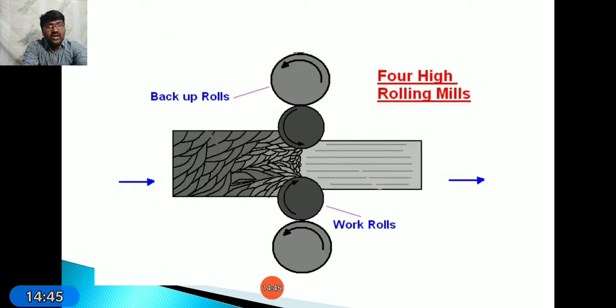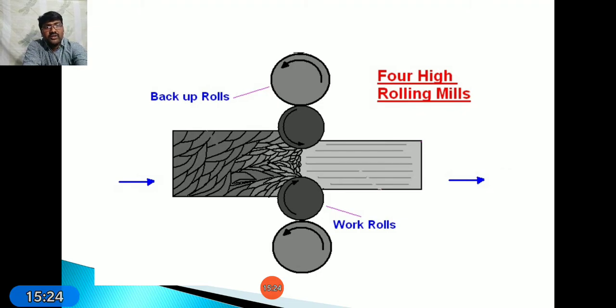Observe here, these two rollers are known as work rolls, and these two rolls are known as backup rolls. Whenever this work roll rotates in the anti-clockwise direction, this one will rotate in the clockwise direction. Sorry, I made a mistake here. In the same way, whenever this one rotates clockwise, the other will rotate anti-clockwise. The work material will pass in this direction between the two work rolls. Like that the process is carried out.